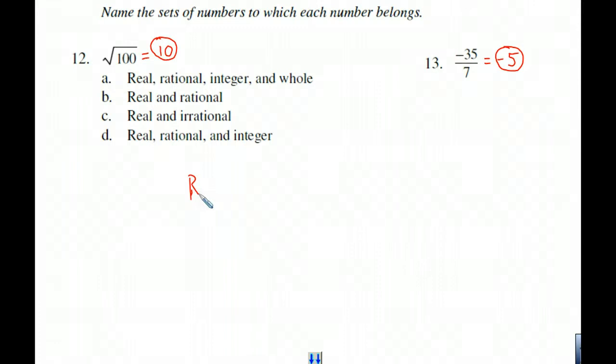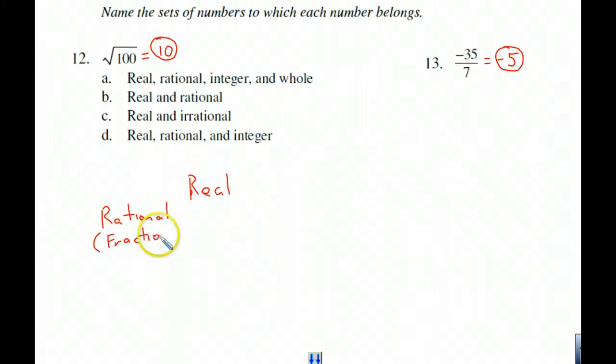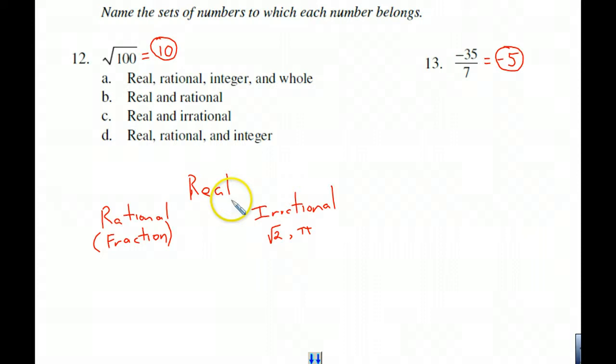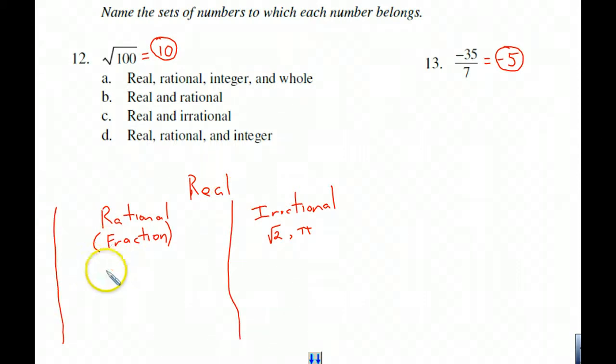We have the reals, which include rationals, right, which are fractions. So if it can be written as a fraction, that means it's rational, and almost any number can be written as a fraction. Even 10 can be written as 10 over 1. And we also have irrationals. Those are numbers that can't be written as a fraction, like square root of 2, and then another famous one would be pi. So most of our numbers we're going to be working with are going to be in this category, rational.